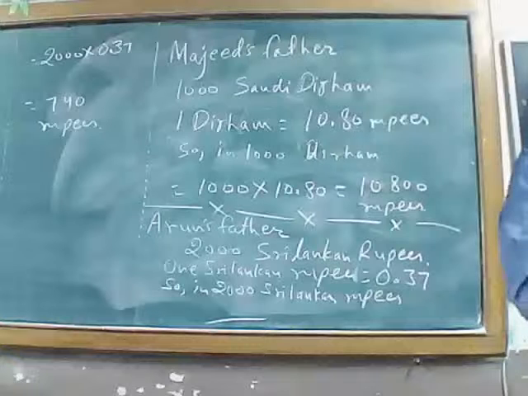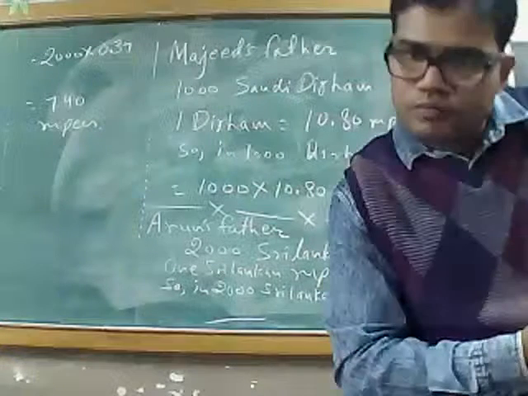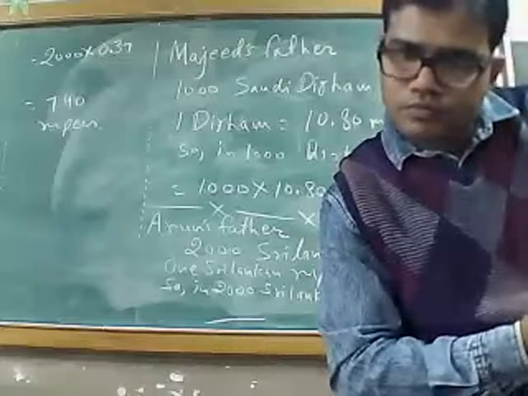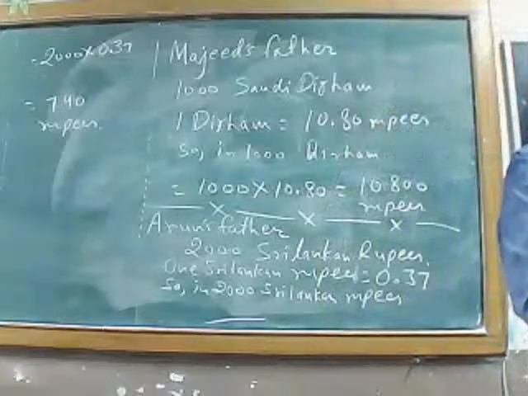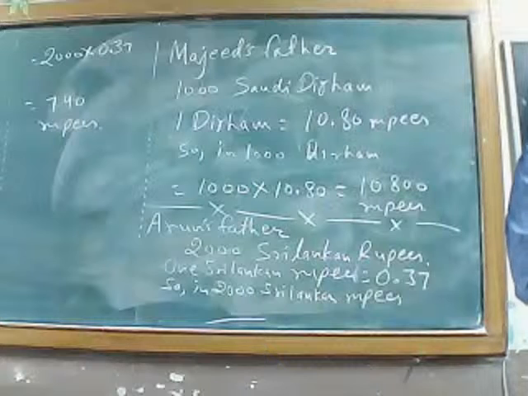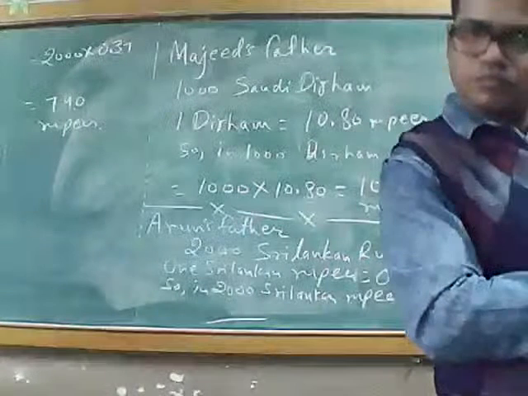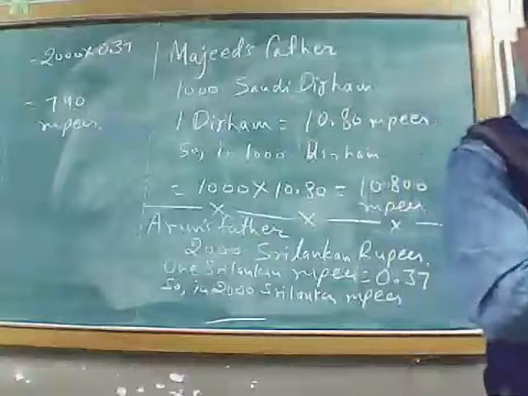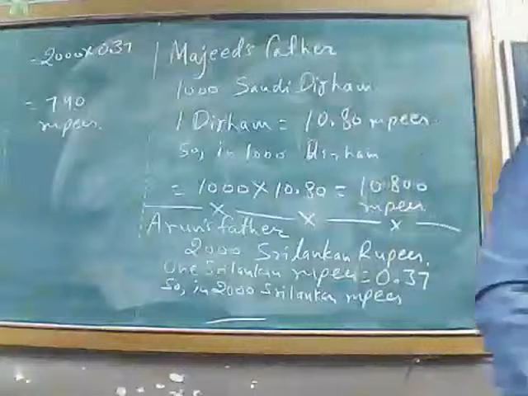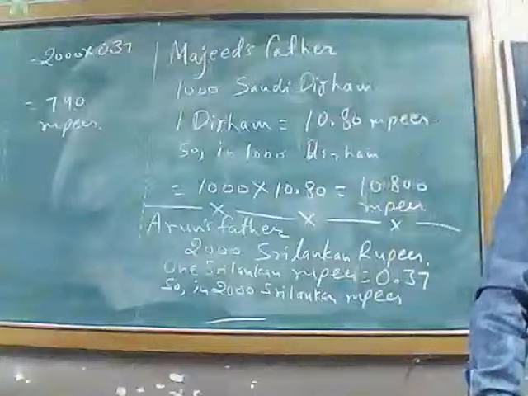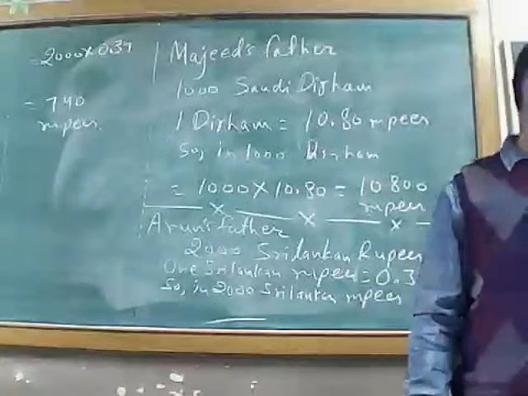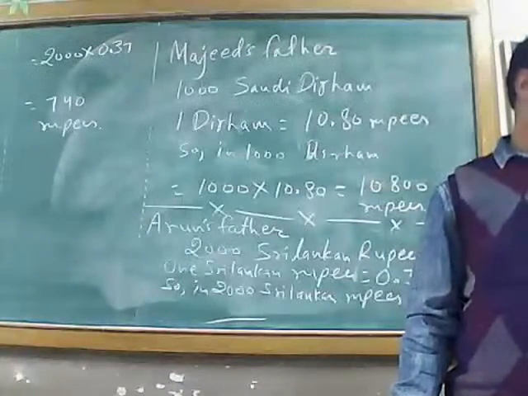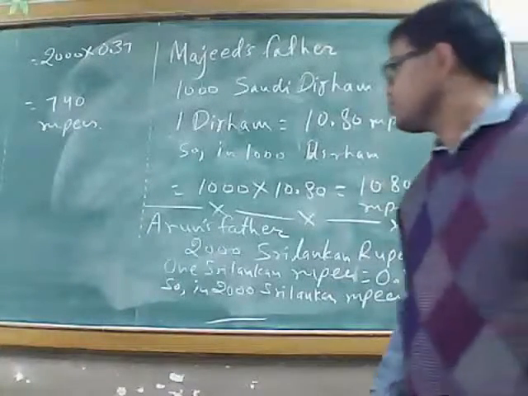Next we have question number D. Lina's auntie brought a present for her from China. It cost 30 yuan. Find what was the cost in Indian rupees.